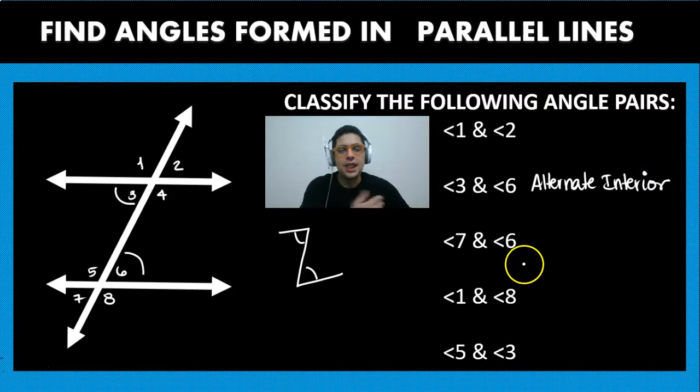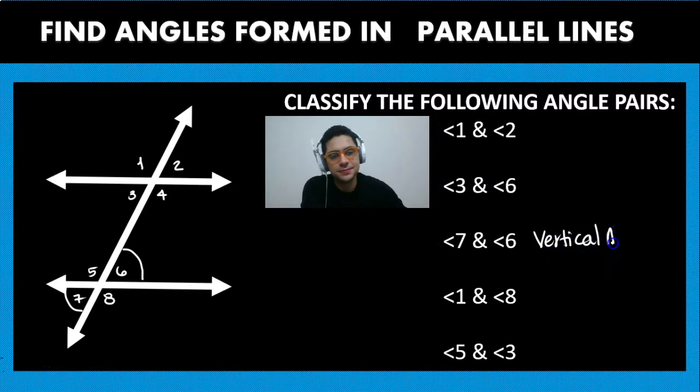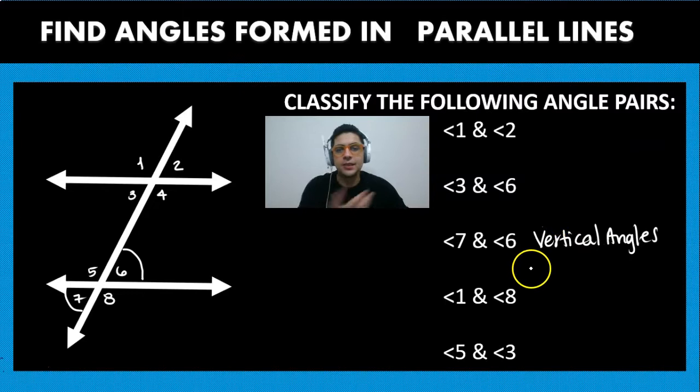Now we're going to take a look at angles 7 and 6, which are this one and this one. And as you can see, they are on opposite sides of the vertex and they are formed by the same two lines, right? Because of that, we know that angles 7 and 6 are going to be vertical angles, right? And they are going to be complementary. And they are going to be congruent.